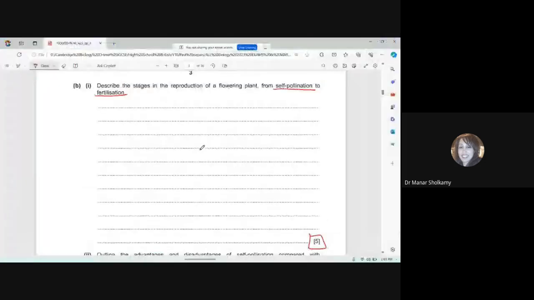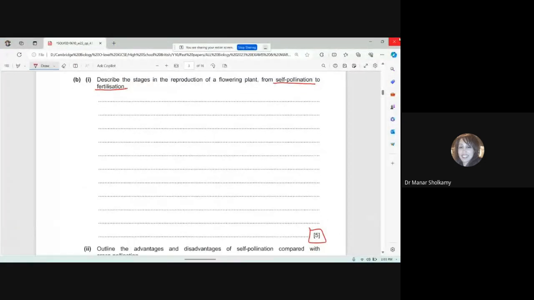What will you start with? Give me an answer. Don't stay silent. First, we're going to say what is self-pollination. Correct. The first thing we will do to write a nice organized answer is define self-pollination. Defining self-pollination itself will give you a grade. Can someone define it for me, please?